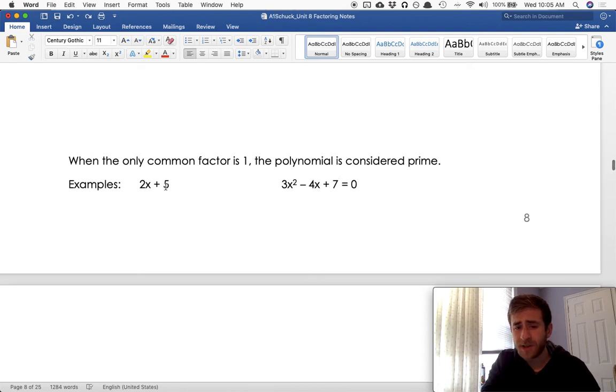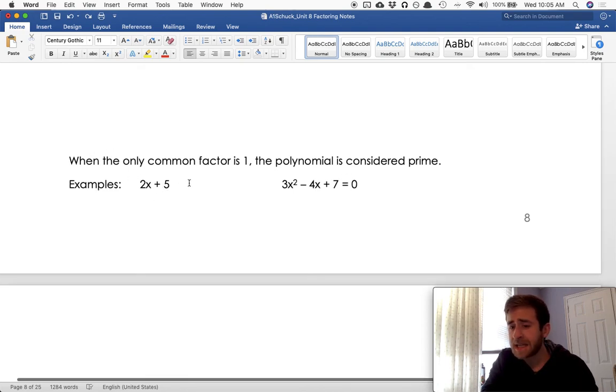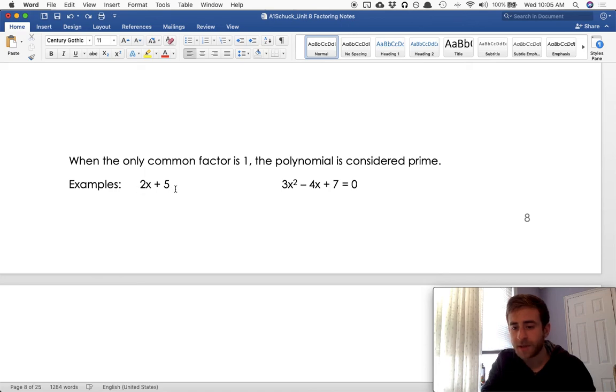Here, for each of these two examples, I can't divide anything out, right? 2x plus 5, there's no number to divide out. This guy doesn't have a variable, so I can't divide a variable out. It's considered prime. There's nothing to be done here. I cannot factor this any further. Similarly here, I have an x squared and an x and no variable, so I can't pull a variable out of this expression. And 3, negative 4, and 7, the biggest number that divides out of all of those is 1. So I can't do any factoring. I can't anti-distribute anything here. So we're done. It's prime.